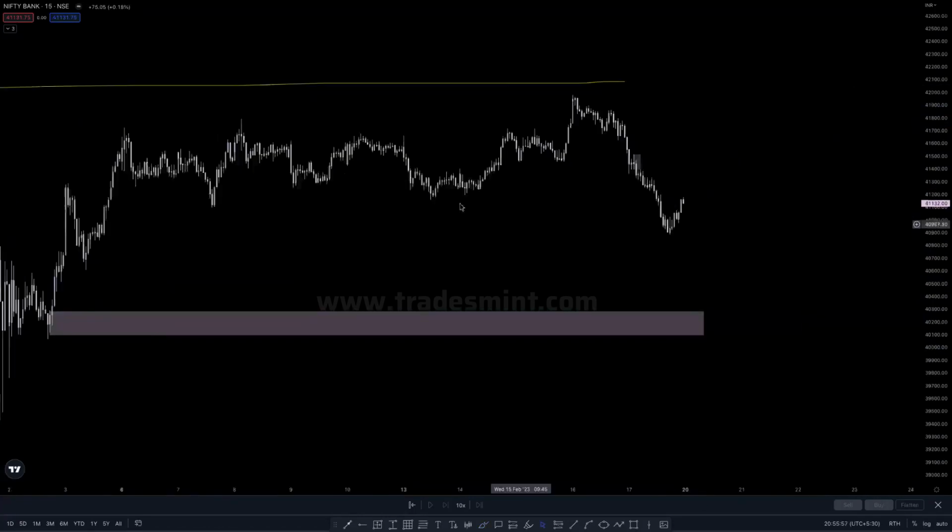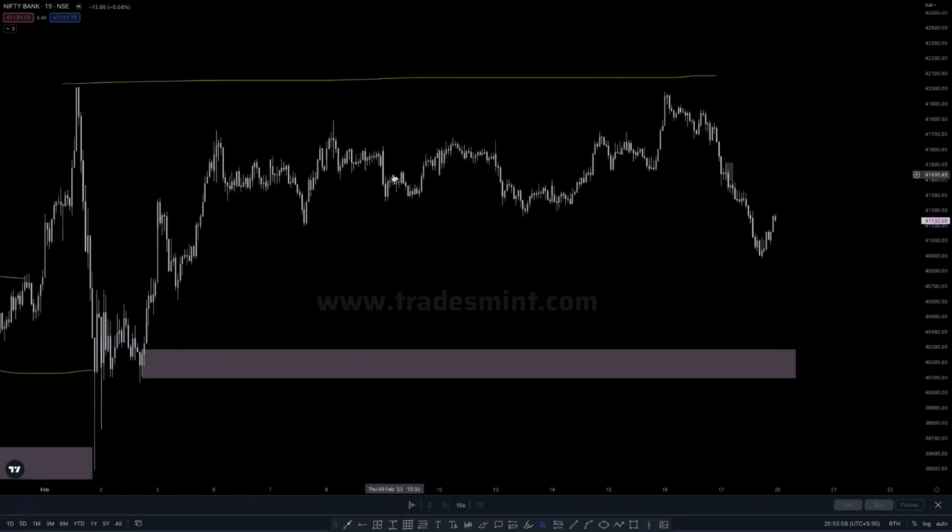So we can expect continuation to the upside if price is trading between this high and low, which is a ranging market, right? And in this type of situation, you can play on both sides.